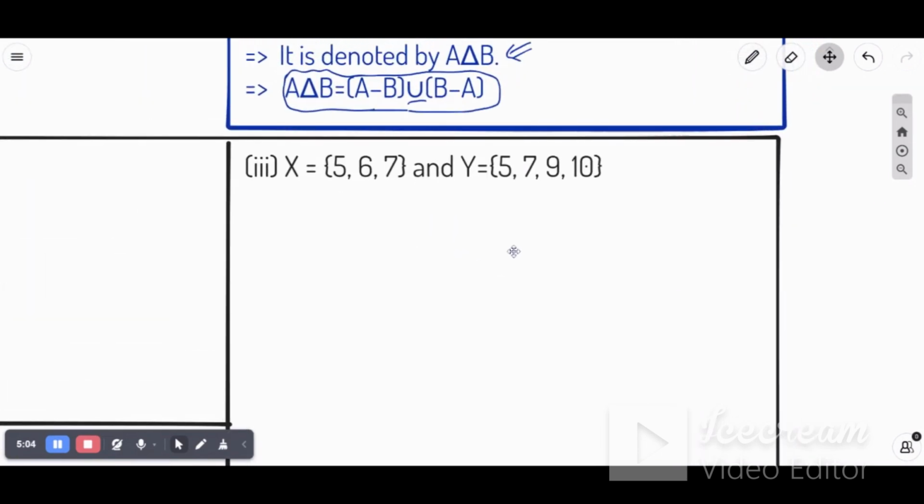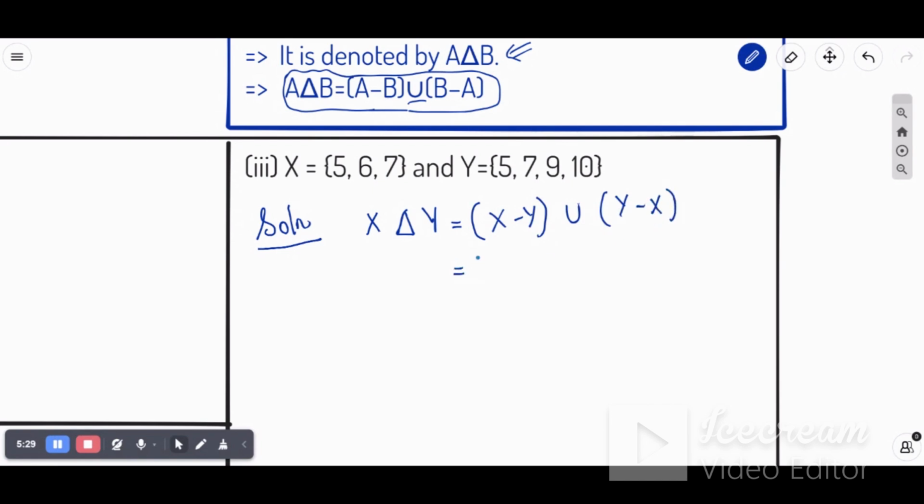Now let us move on to our next question. Final question. Since it is much simpler and easier, let's start our solution with X delta Y. The formula is the same, just the set names are varied. X delta Y is equal to X minus Y union Y minus X. So x minus y means write X elements, excluding Y elements. 5 we have in both X and Y, strike it off. 6 is there only in X, so I'm writing it. And then 7 is there in both the sets.